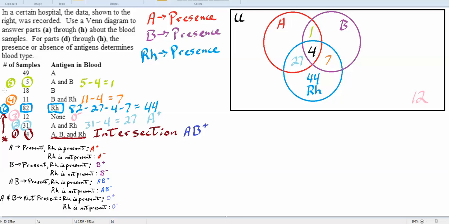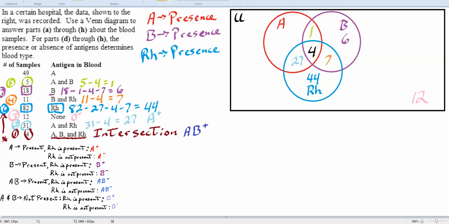So this would be step number 7. Antigen B, and there are 18 total for antigen B, but we've already established that there is 1, 4, and 7 patients that already have the antigen B present, so we'll take the number 18, and we will subtract 1, and we'll subtract 4, and we will subtract 7 from that, which will be equal to 6. So we will go ahead and put 6 right in this area.